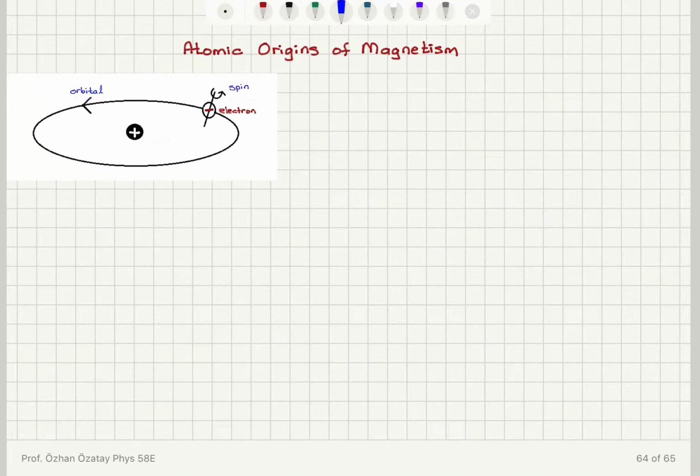We would like to now go back to the atomic origin of magnetism and try to understand, at the atomic level, what causes the magnetic dipole moment of free atoms. So this is the question we are asking: what is the origin of the magnetic moment of a free atom?